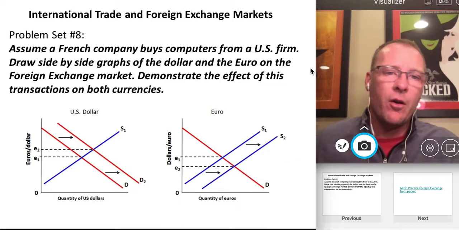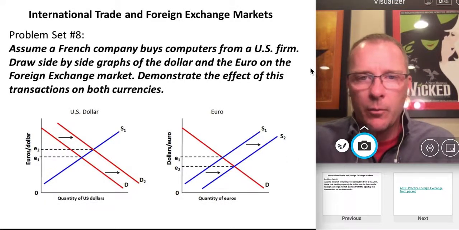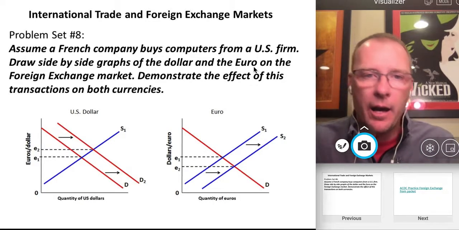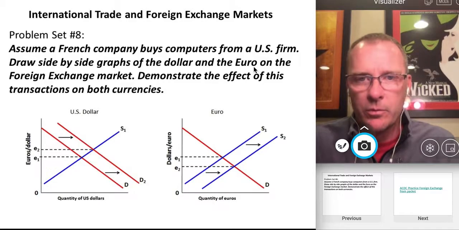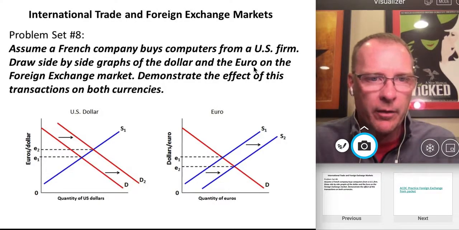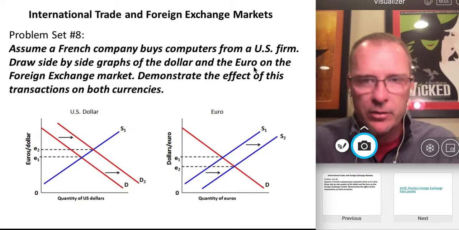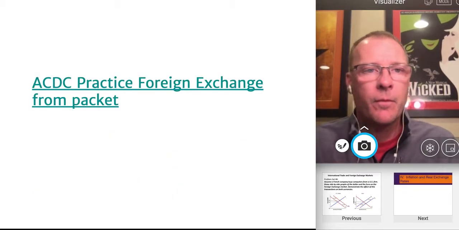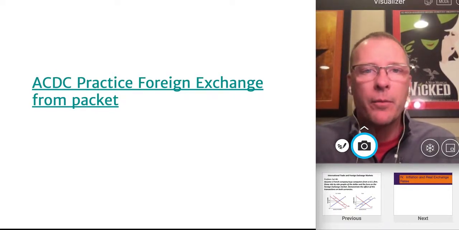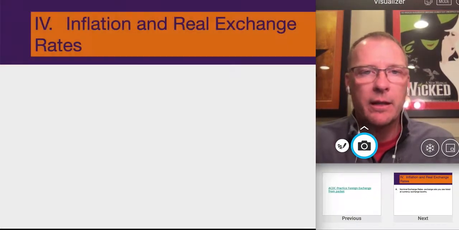So as that falls, you can get more euros, then it's going to translate to having a higher equilibrium over there in terms of dollars. That's what's going to happen. It's going to take more euros per dollar and fewer dollars to get euros. There's a nice practice foreign exchange market in a packet that I would have given you. The ACDC leadership has a link there too.